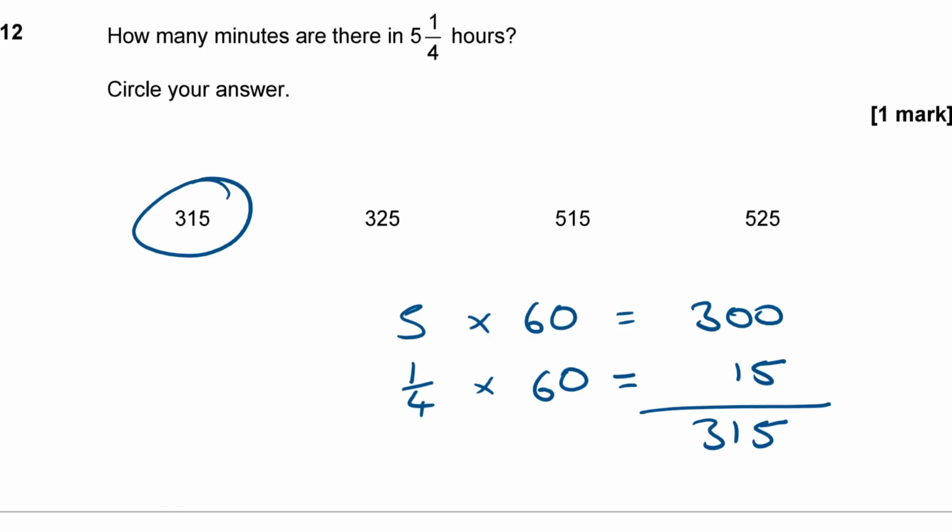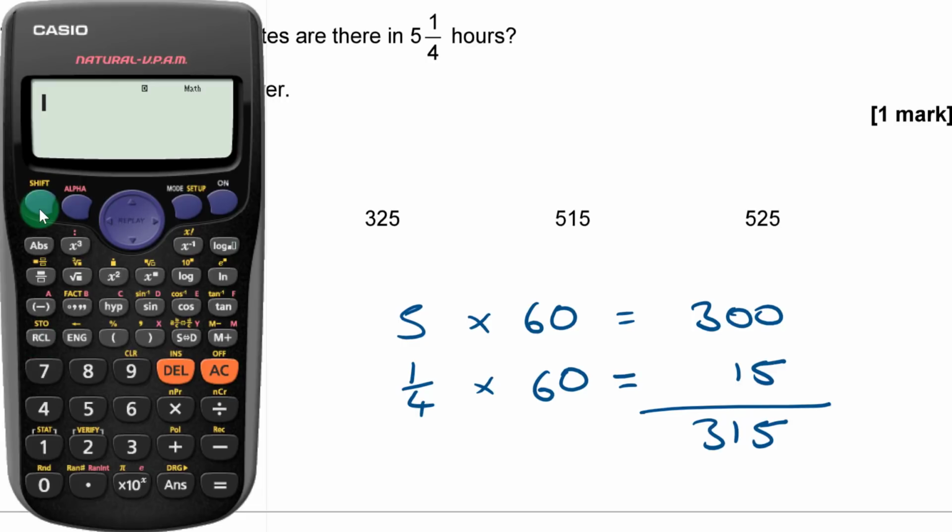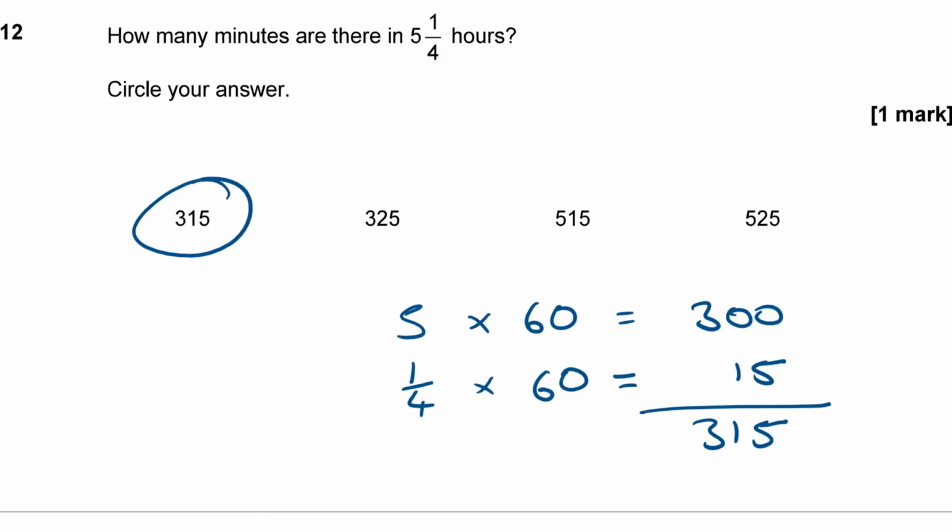It's that one there. Alternatively, you could have just typed the whole thing in on your calculator. So using the mixed number key, which is shift, and then the fraction key, then I can put my 5 in there, my 1 in there, and my 4 in there. 5 1/4 times 60 minutes is 315. Okay. Let the calculator take the strain.